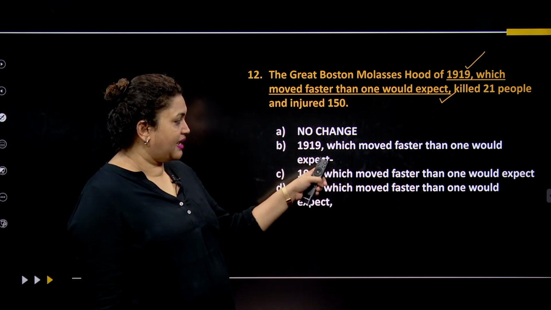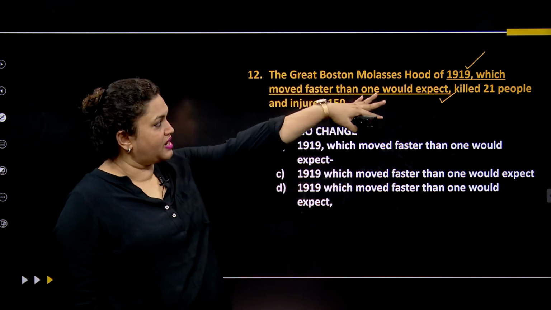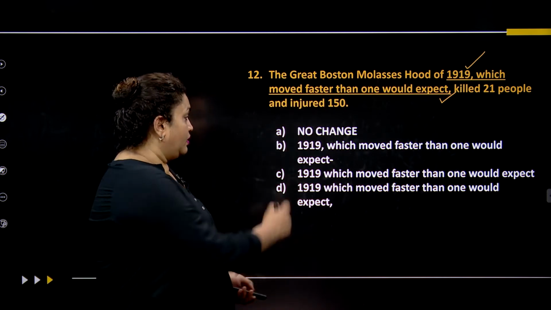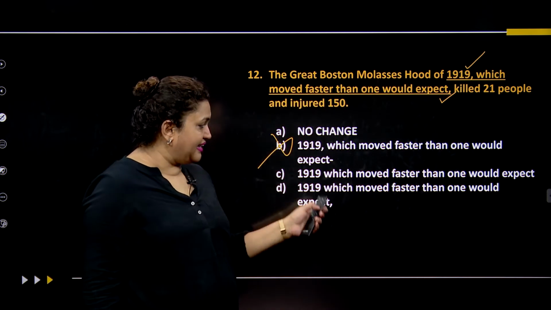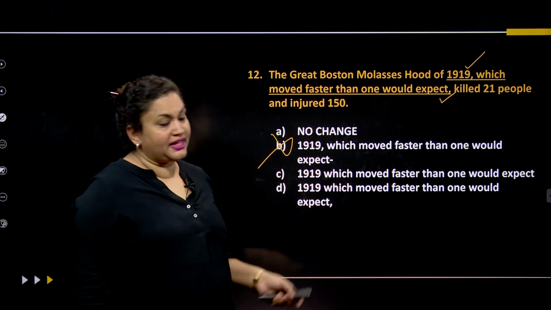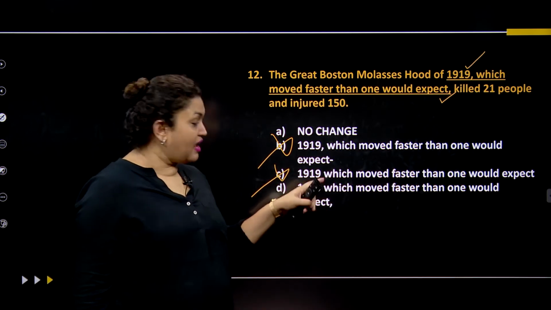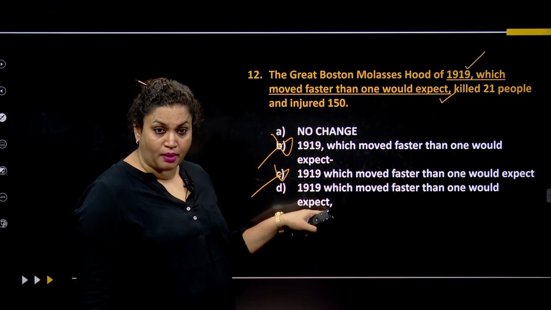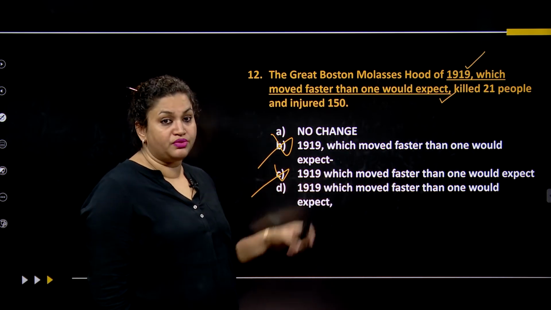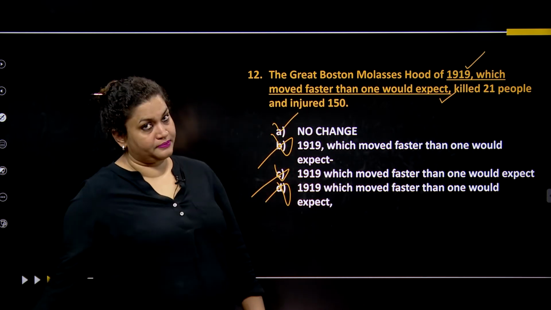You don't need that dash there, because what are we talking about? The Great Boston Molasses Flood of 1919 killed 21 people and injured 150. Therefore, this is not the right option. 1919, which moved faster, it requires a comma there because we have already ticked it there. Therefore, this is not the right option. 1919, if you don't have a comma here and you have a comma here, that does not make sense, because if you don't have a comma here, we cannot remove this part. Therefore, this is not the right option. The right option is A.